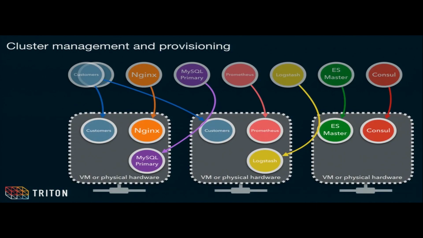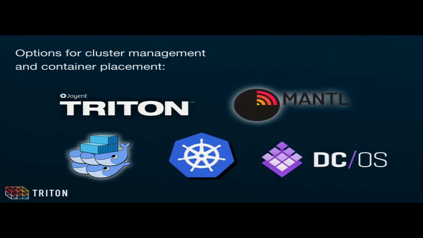I was using Compose on that example against my local Docker engine. That works fine. But I need some kind of cluster management and provisioning, a way to get my containers onto the VMs or the physical hardware that they're running on. It seems obvious. Lots of options for that: Triton, of course, I'll tell you that that's the best one to use, Docker Swarm, Kubernetes, DCOS, Cisco's Mantle project is actually pretty cool.